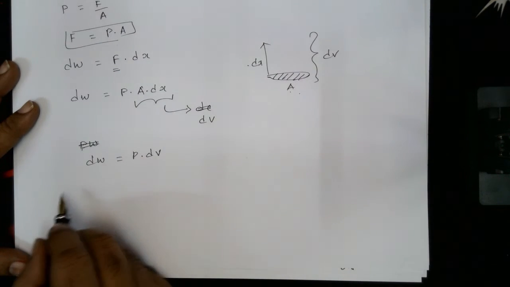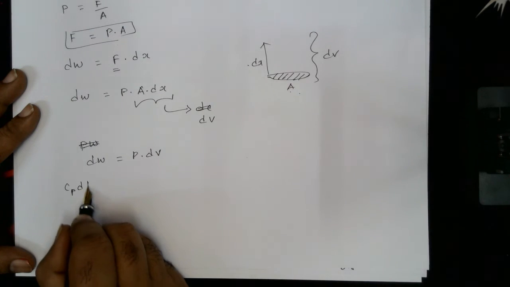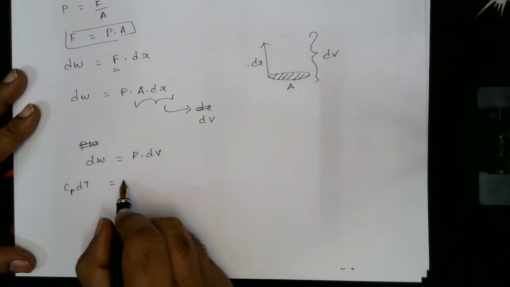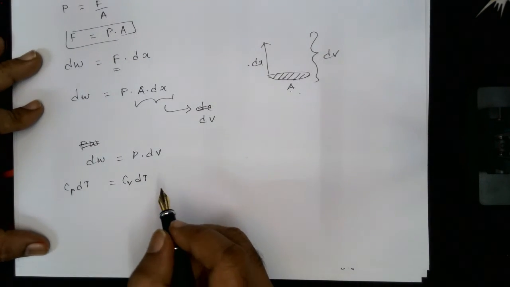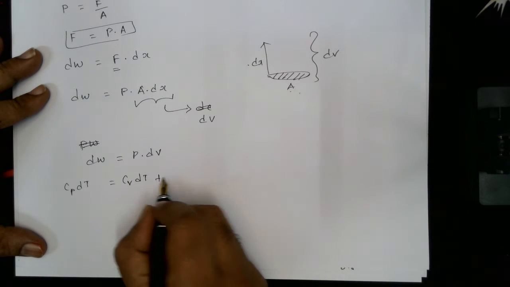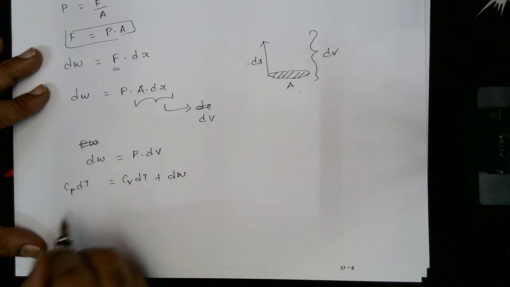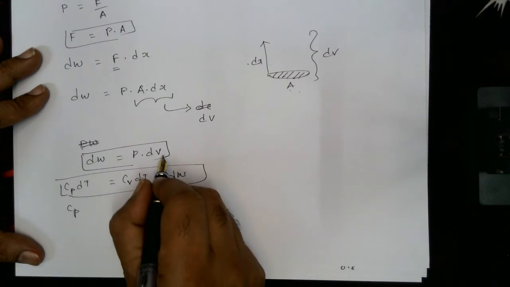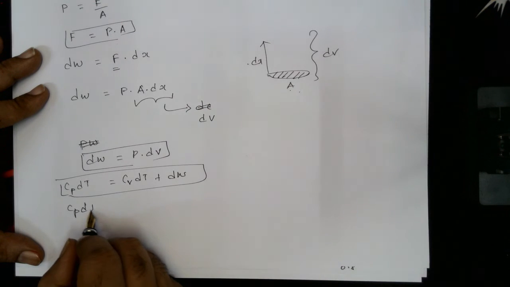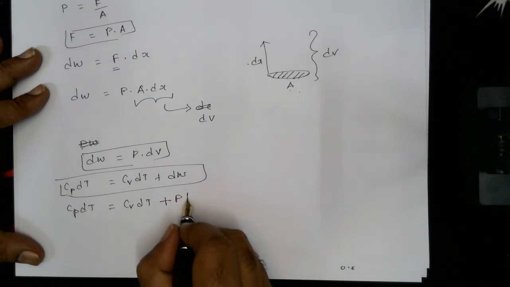Okay, now we have got the equation. What is that equation? Cp dt is equal to Cv dt, is it not? Cv dt, and then we have this dw, is it not? So we have this dw, we can replace this. Therefore instead of dw we can put p dv. So Cp dt is equal to Cv dt plus p dv.